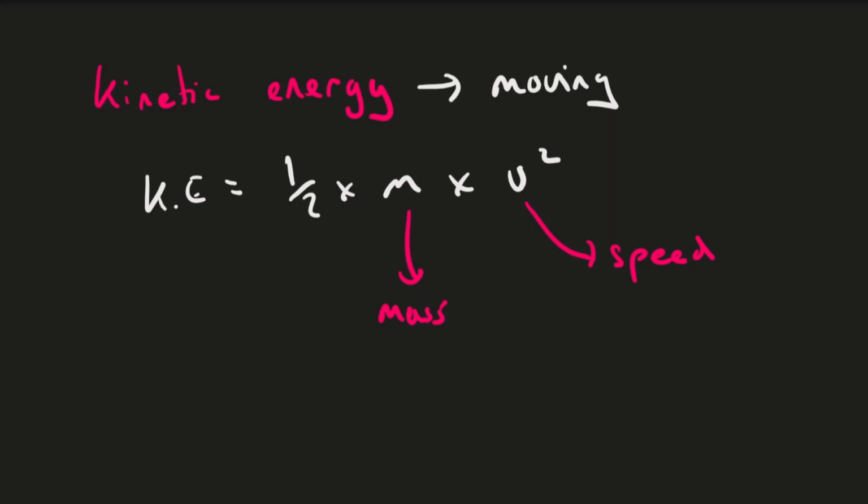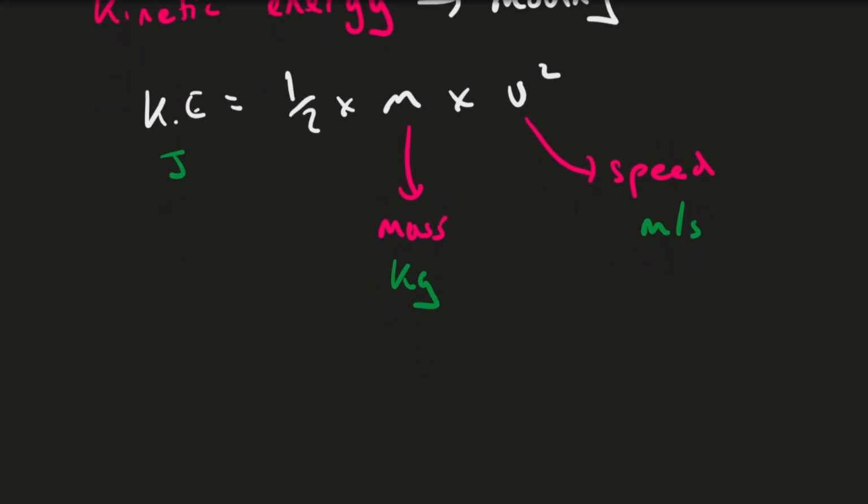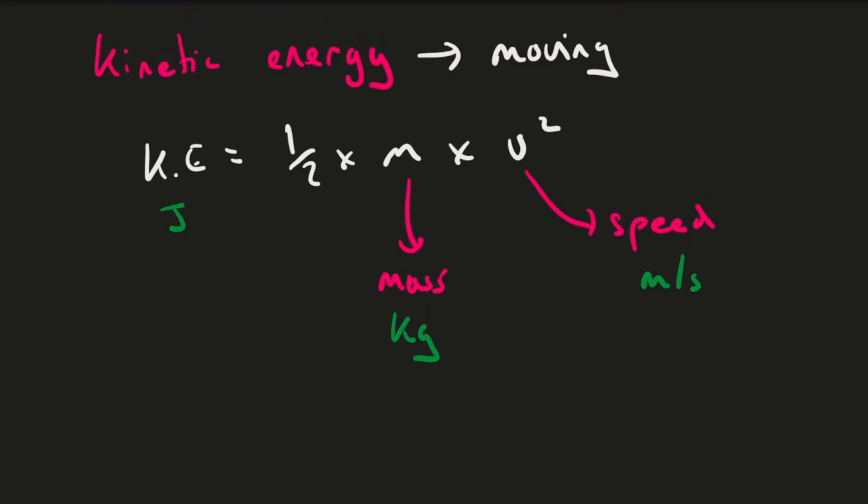The units for mass is kilograms, the units for speed is meters per second, and the units for kinetic energy then is usually given as joules. And that is the amount of energy, or if you are to calculate kinetic energy, then that is how you would do it. You would use that formula there.